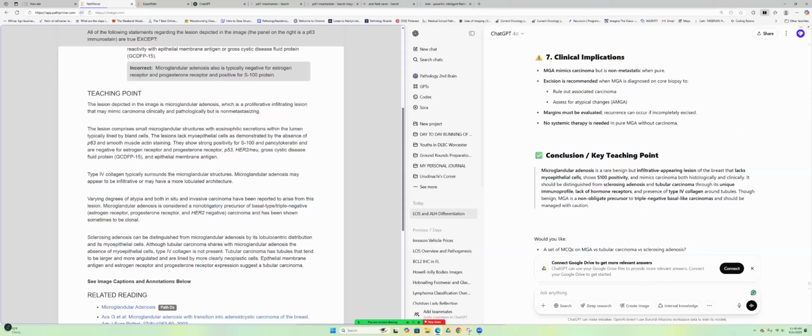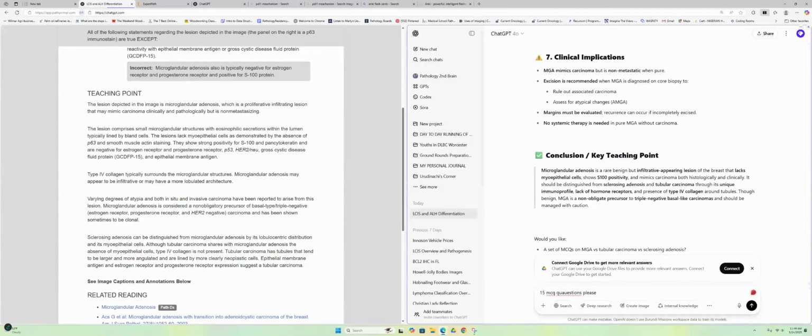MGA can mimic carcinoma, but it's not metastatic when pure. So it's a non-obligate precursor of carcinoma. Excision is needed when MGA is diagnosed on core biopsy, to rule out associated carcinoma and assess for atypical changes, possibly for carcinoma. Margins must be evaluated for recurrence and ongoing complete excision. No systemic therapy is needed in pure MGA without carcinoma.